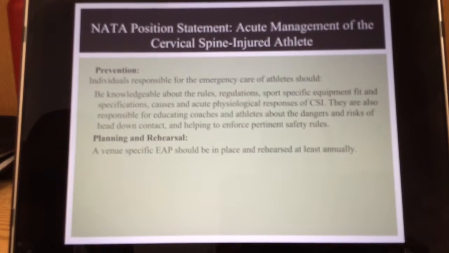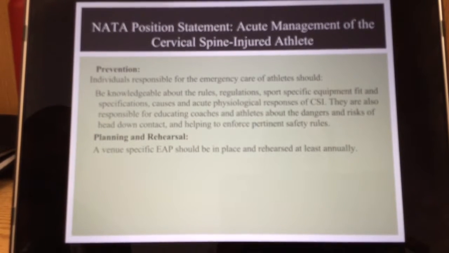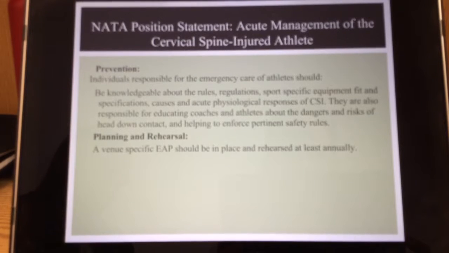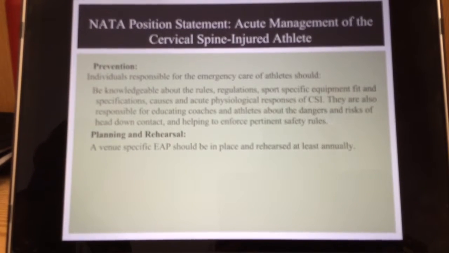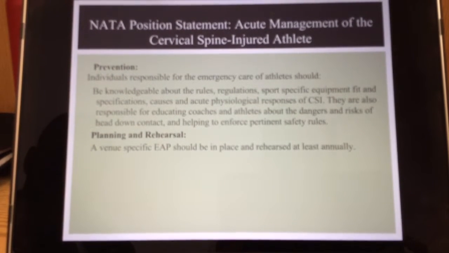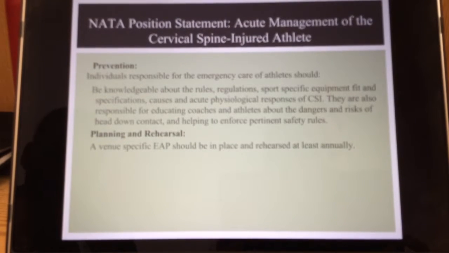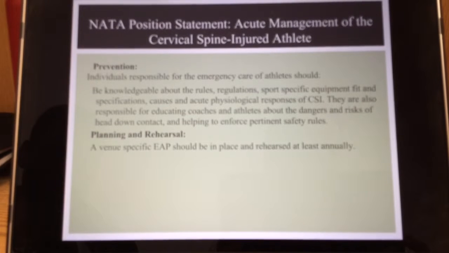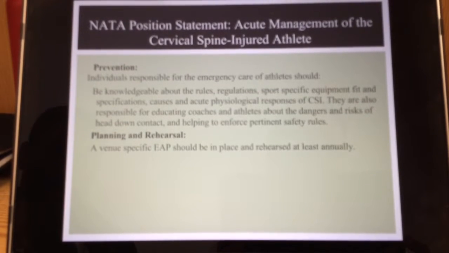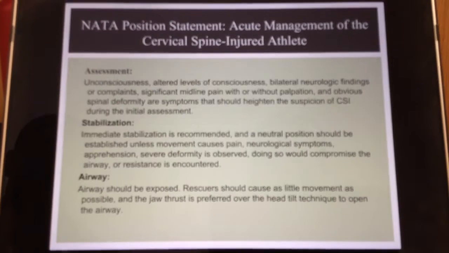This was pulled from the NATA's position statement, the acute management of the cervical spine injured athlete. It talks a little bit about prevention and planning and rehearsal. Something that was also in the article that I didn't put under planning and rehearsal was that the rescuer should also be familiar with the NATA position statement on emergency planning in athletics.